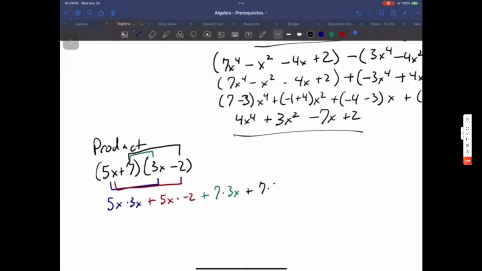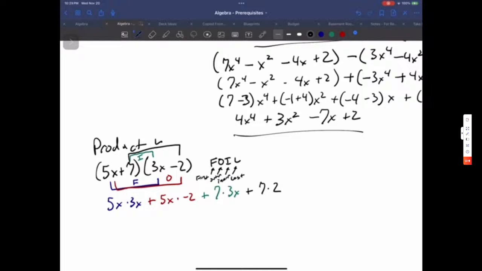plus 7 times 2. Now, if you look at the colors and how they correspond to the distribution here, the blue one is the first two terms, the red one is the outer two terms, the green one is the inner two terms, and the black one is the last two terms. The last term of the first one, the last term of the second one. So we call this method the FOIL method, for first, outer, inner, last. And that's how you remember to distribute it.